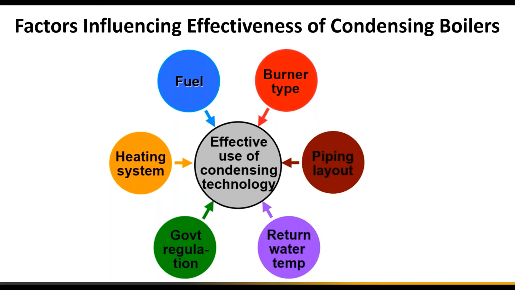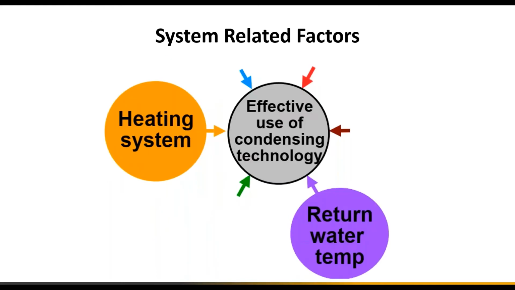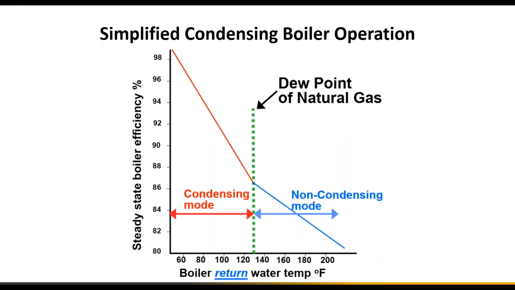What we're going to focus on in the next few slides, if you want to go on to the next one, Greg, is the system-related aspects and how these system-related aspects drive efficiency, and how we can look at the system to ensure peak condensing operation. Two key items here are return water temperature as well as the overall heating system design. Moving on to the next slide.